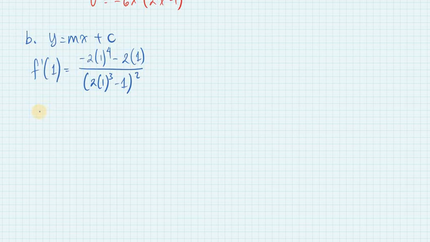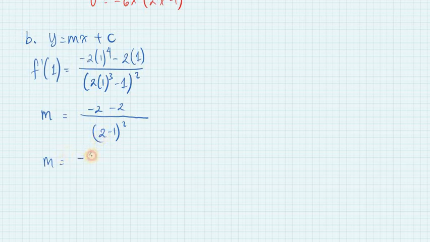So we will have m, I'll just write it as m here because this is the gradient. m equals 2 times negative 2 times 1 to the power of 4, which is 1, so negative 2; 2 times 1 to the power of 3 is 2, minus 1 is 1, so we have 2 minus 1 squared. So m equals 2 times negative 2 minus 2, which is negative 4, divided by 1. So m is negative 4. So we got the gradient. Okay, we got the gradient.